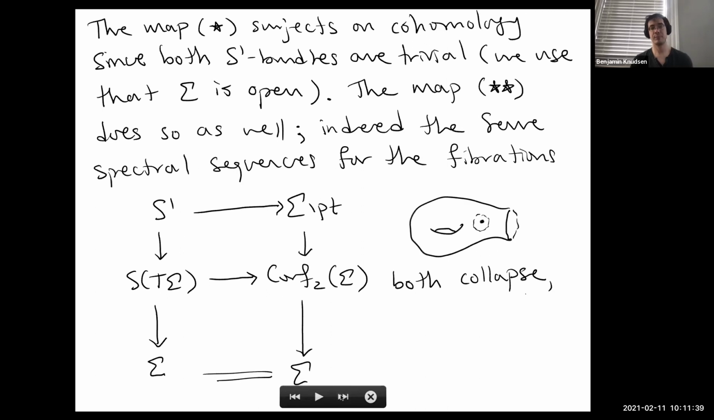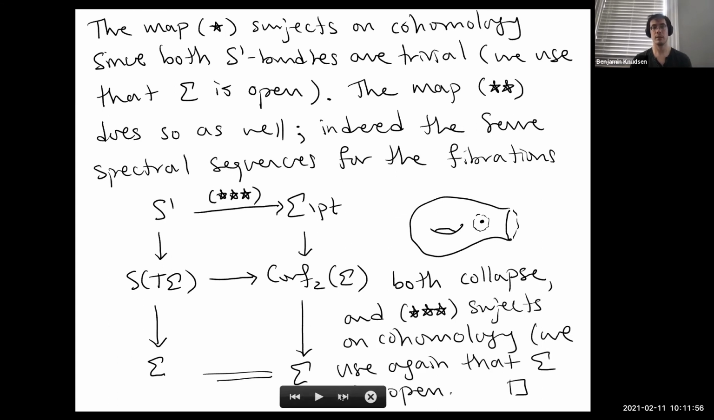And this top map from the circle to sigma minus a point, if you think about the definitions like the exponential map, blah blah blah, this is actually an embedding of a geodesic circle around the puncture. That's what that map is. And that map, the embedding of a circle around the puncture, induces a surjection on cohomology.